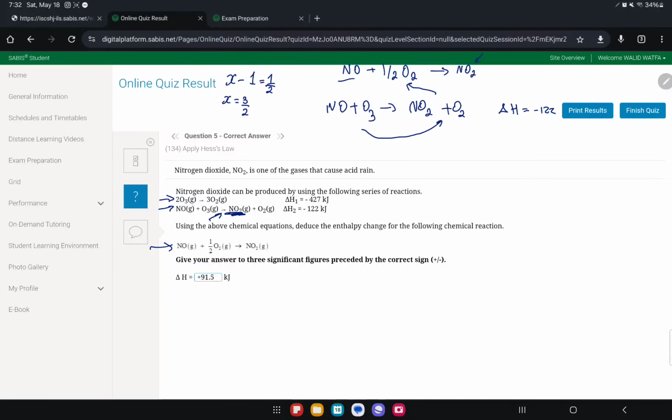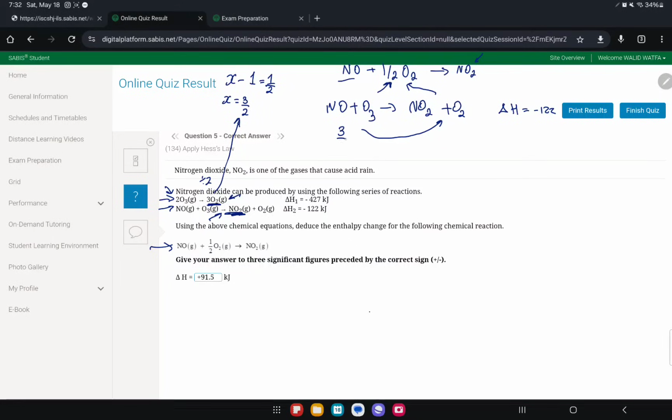So in my reaction, I have 3O2. How do I make this 3O2 as 3 over 2 O2? I just divide by 2, so I just put it over 2. That means I divide this whole reaction by 2. But I also want the O2 to be in the reactants, right? Here the O2 is in the product, so I have to flip it. Okay, so let's flip it.